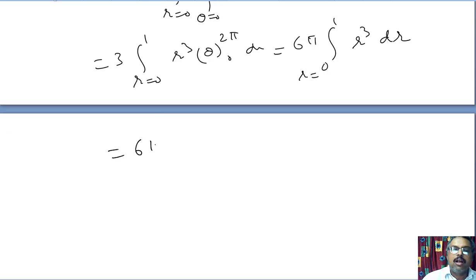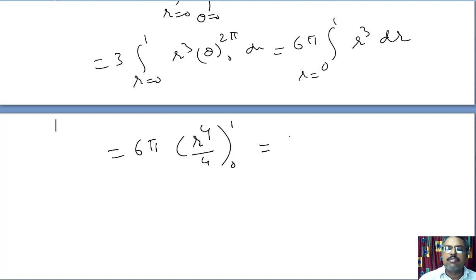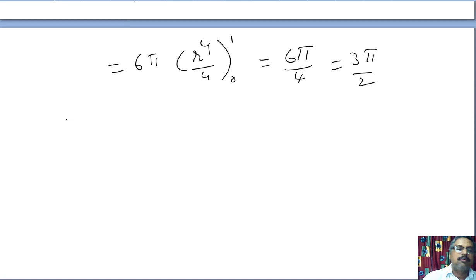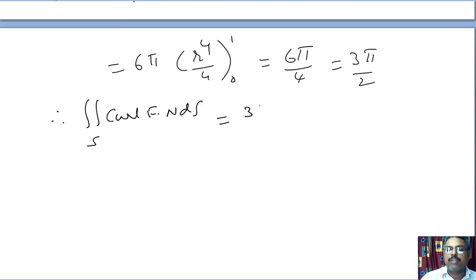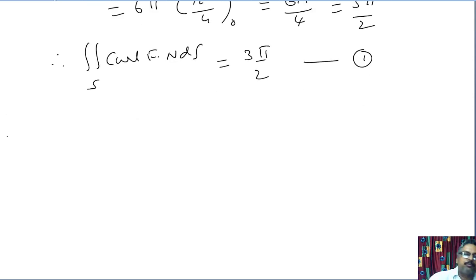So 6 pi into the integral from 0 to 1 of r cubed dr. The integral of r cubed is r to the power 4 by 4, from 0 to 1. So the answer is 6 pi by 4, that is 3 pi by 2. Therefore, the double integral of curl F dot n dS over the surface S equals 3 pi by 2. This is the first one. Now, verification of Stokes theorem.